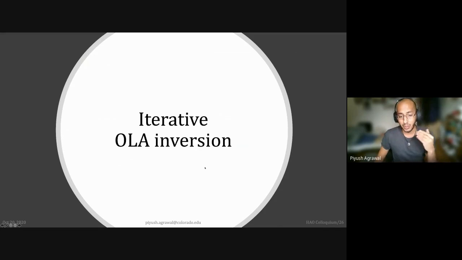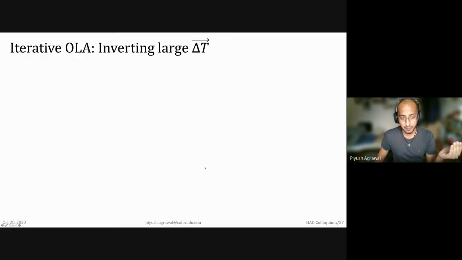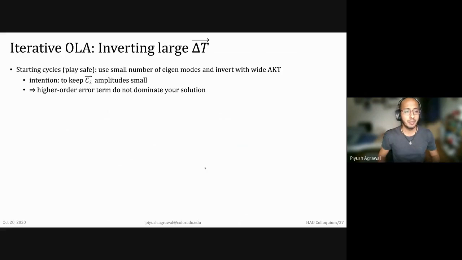Okay, so to get away from that, when you have a larger delta T perturbation in your system, there's a workaround, which is the iterative OLA. In iterative OLA, the basic scheme is that in the starting cycles, you try to play safe. You keep only a small number of eigenmodes and invert with super wide averaging kernels. When you keep a smaller number of eigenmodes, your coefficients are super small. That just means that the error terms are not going to be amplified.